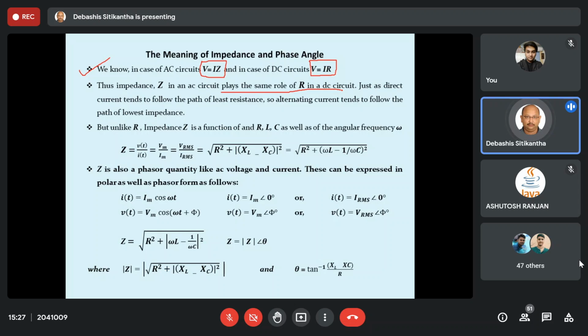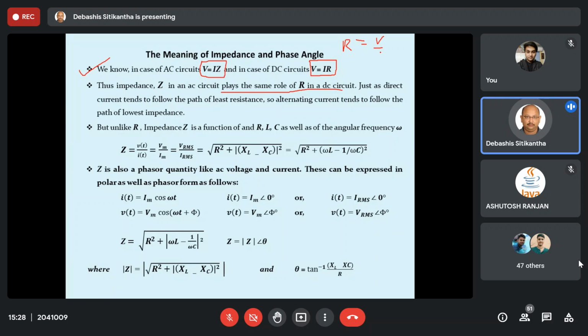Similarly, in case of your AC circuit, in place of R we will say it is Z. And similar to a resistive circuit in DC, your AC current will always try to follow the path of least impedance. The path having less impedance is the one in which the maximum amount of current is going to flow. So this is all about impedance. Now let us try to represent impedance in a slightly different manner. As I told you, in case of DC circuit, your R can be written as V by I.